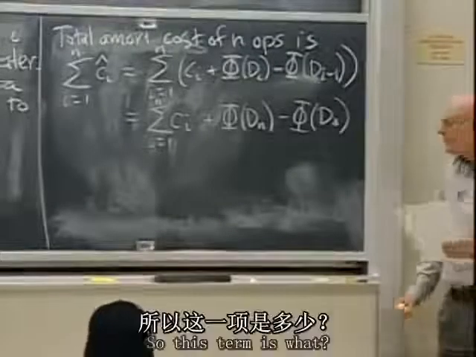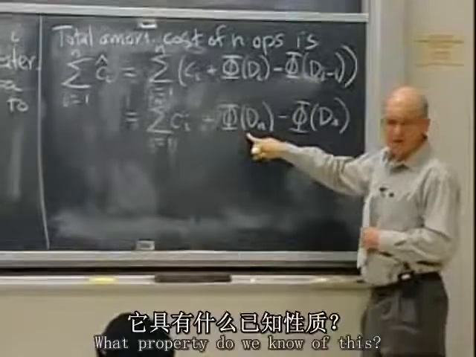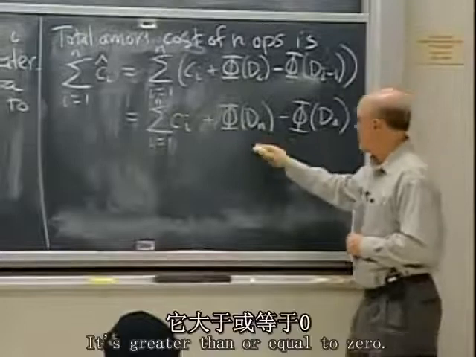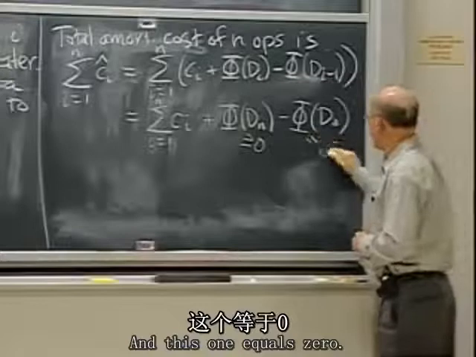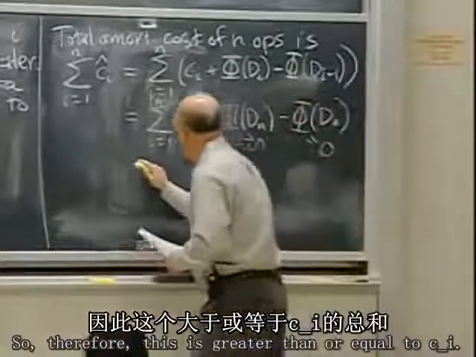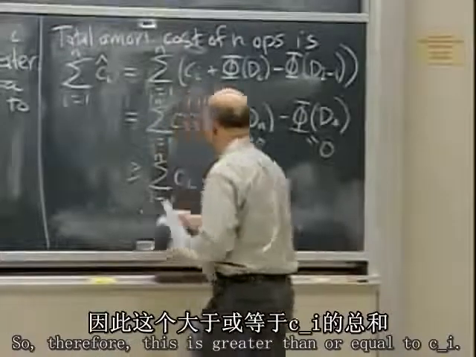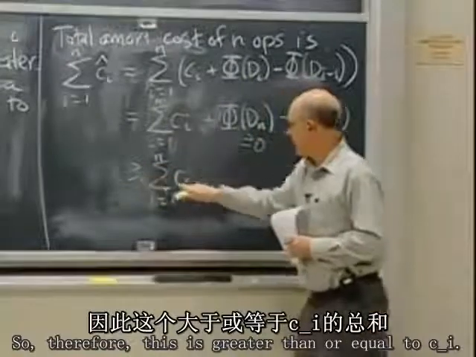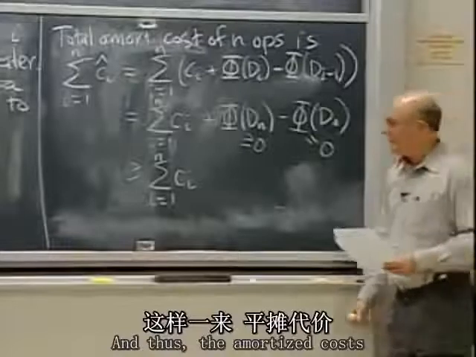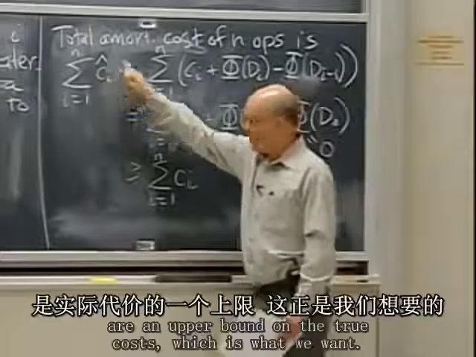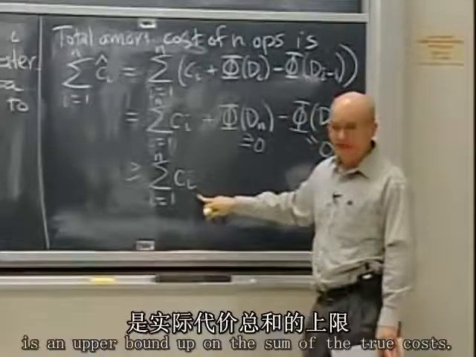So this term is what? What property do we know of this? It's greater than or equal to 0. And this one equals 0. So therefore, this is greater than or equal to ci. And thus, the amortized costs are an upper bound on the true costs, which is what we want. The sum of the amortized costs is an upper bound on the sum of the true costs.